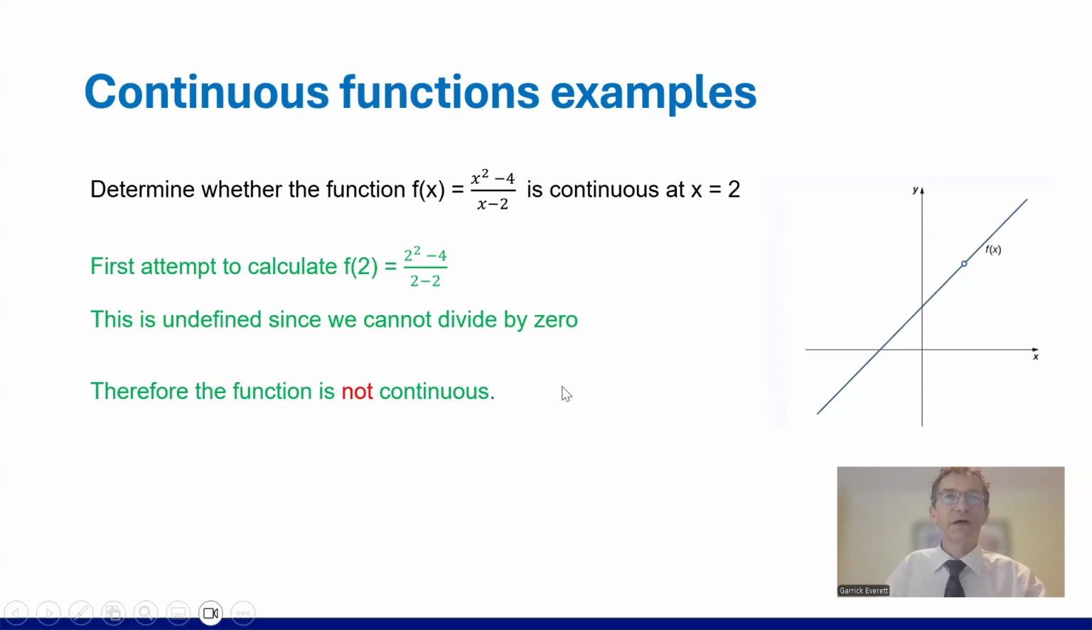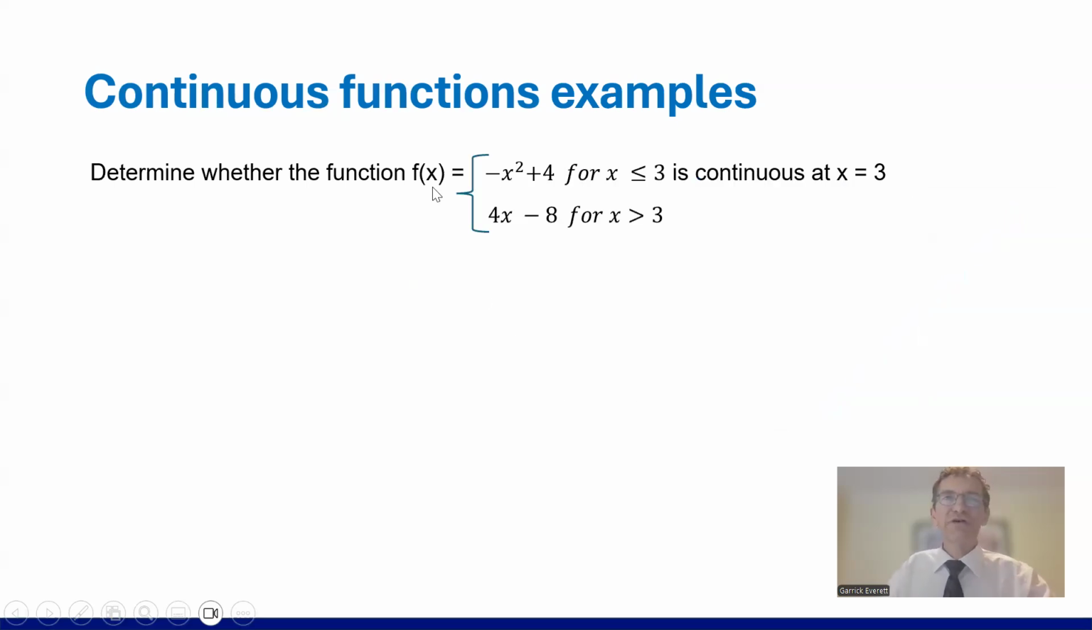Pretty easy. Next one. Determine whether the function f(x) equals minus x squared plus 4 for x less than or equal to 3, and 4x minus 8 for x greater than 3. Is it continuous at x equals 3? Again, first step, put in 3. So if we put in 3, which is in this section here, minus 3 squared is minus 9, plus 4, is minus 5. So that exists. Yay, first step, that's good.